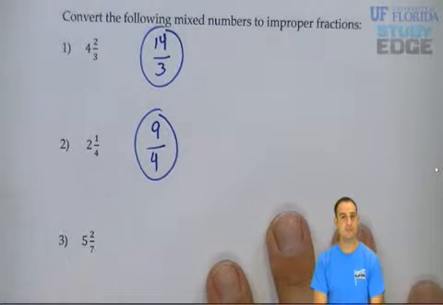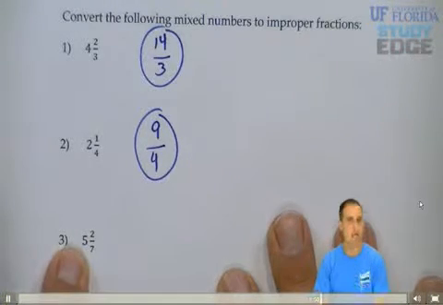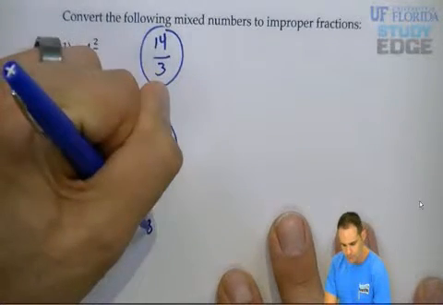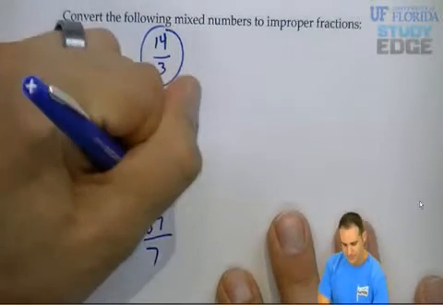5 and 2 sevenths. 7 times 5 is 35. 35 plus 2 will give you 37. Multiply, then add. Keep the denominator the same.